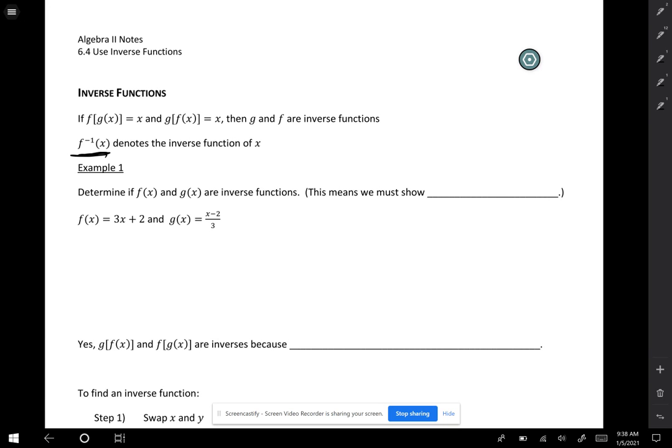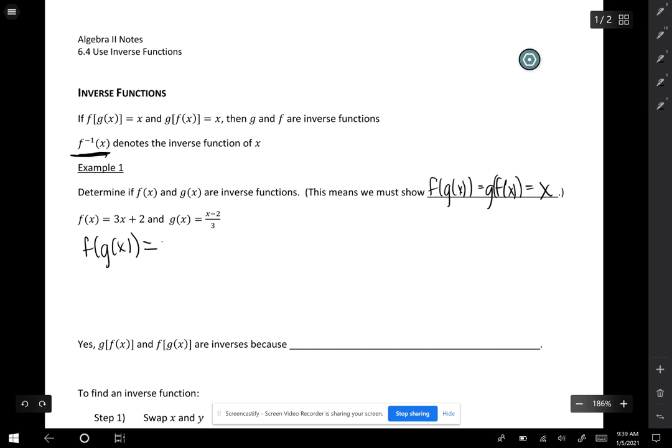Let's go ahead and do an example on determining whether two functions are inverses. So in example 1, we're going to determine if f of x and g of x are inverse functions. What this means is that we must show that f of g of x equals g of f of x, which equals x. So we have to show that both compositions equal x. So let's start by finding f of g of x.